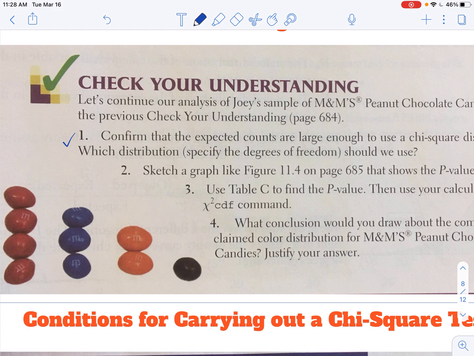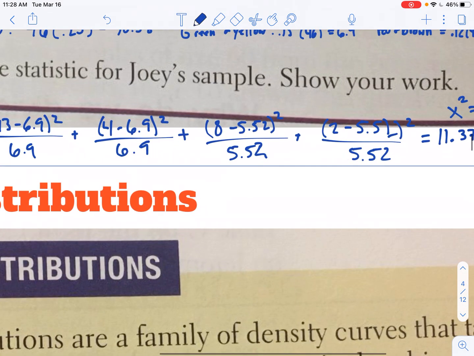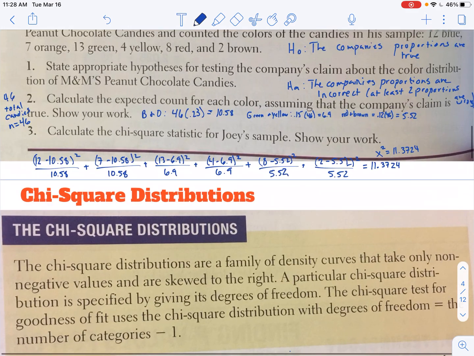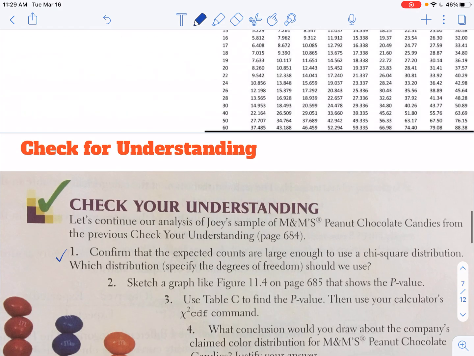And that's expected counts, not actual. It doesn't matter that for my brown one up here I only had 2 brown M&Ms, and I only had 4 yellow M&Ms. Both of those are less than 5, but that doesn't matter because it's not my expected count. I'm concerned with my expected count for my large count values. It does not matter what happens in the actual count. So I can go ahead and figure out the likelihood of this happening based off the conditions for my chi-square test. All right, I'm going to use table C to find the value of P, and I'm going to use my calculator to figure out the value of P.